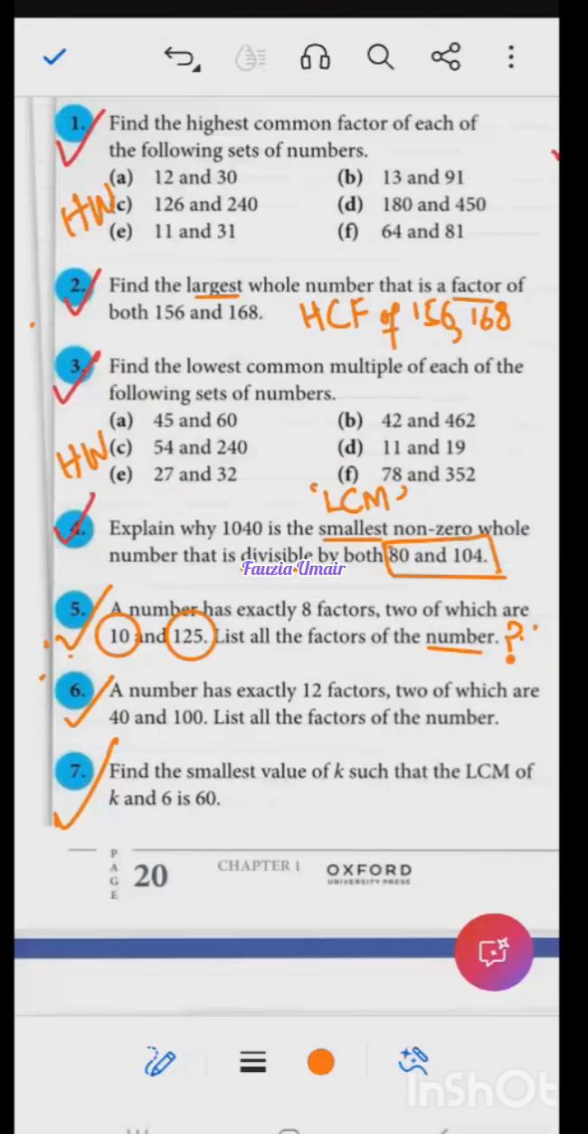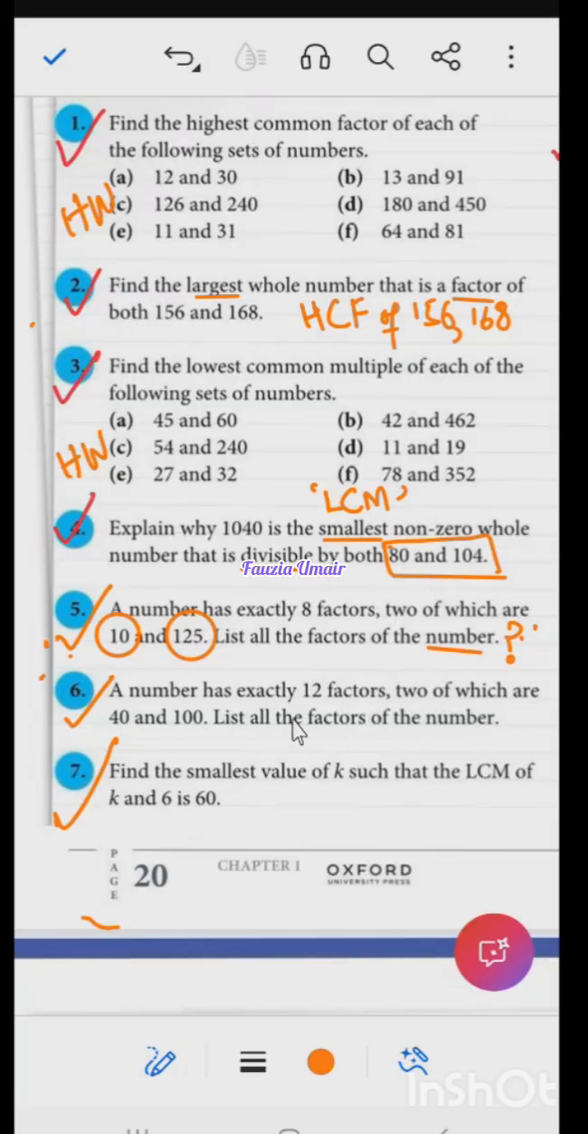Yes, ma'am. So now just look at this one. The next question is also a similar question. A number has exactly 12 factors. Now we are looking for a number which has 12 factors, two of which are 40 and 100. List all the factors of the number. ठीक है ना, सिर्फ हमने number निकालना है बल्कि उसके factors भी लिखने हैं.